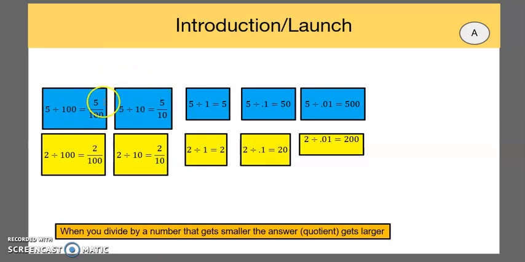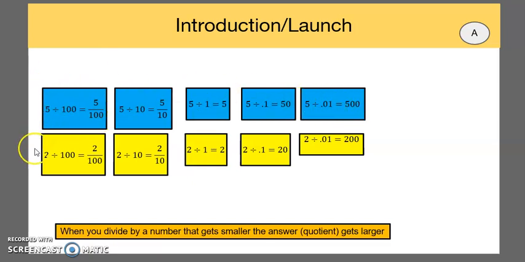Notice here when we divide 5 by 100, we get 5 over 100 or 5/100ths. When we divide by 10, we get 5/10ths. And then our answer turns into 5, 50, and 500. So what we can notice and take from here is that when we are dividing by a number that gets progressively smaller, the answer or the quotient gets larger. So we start out with 5 over 100 or 5/100ths, and we get 500.